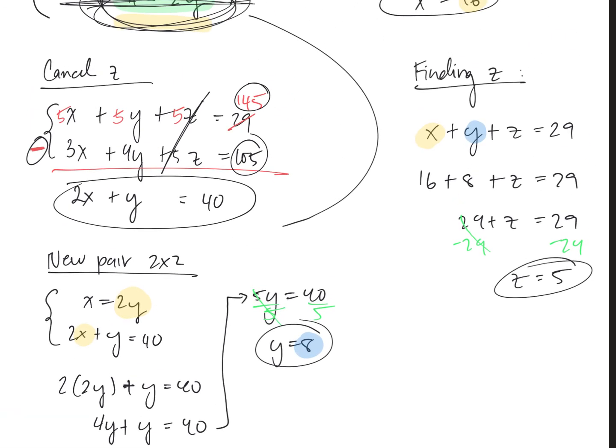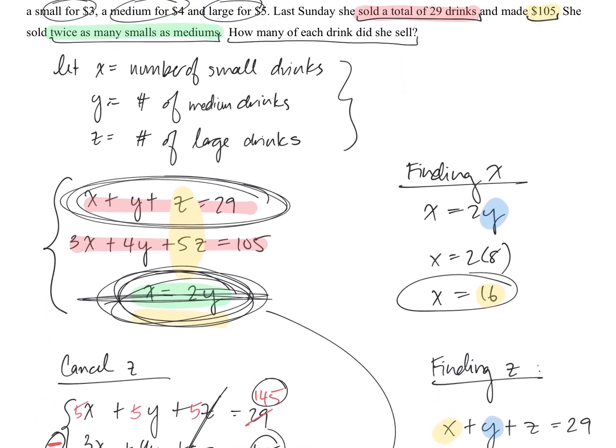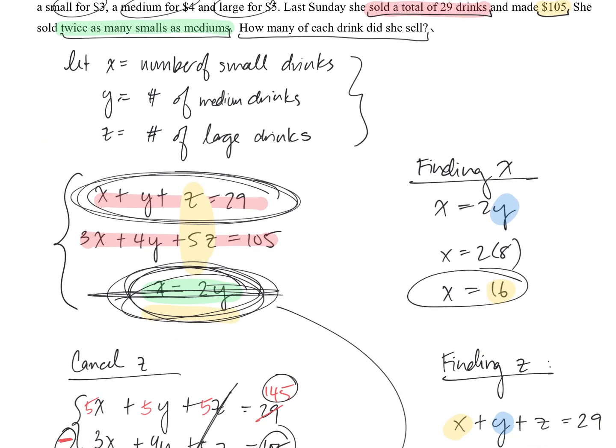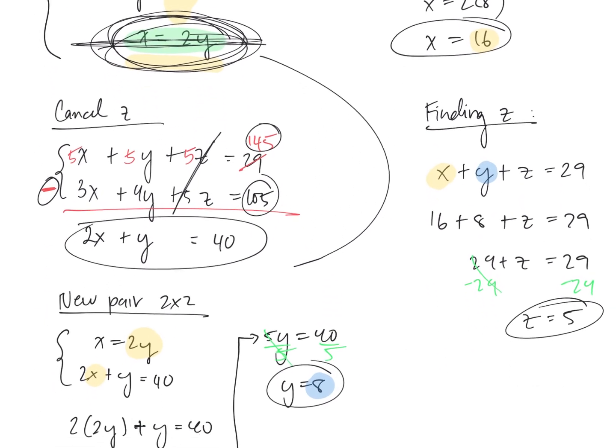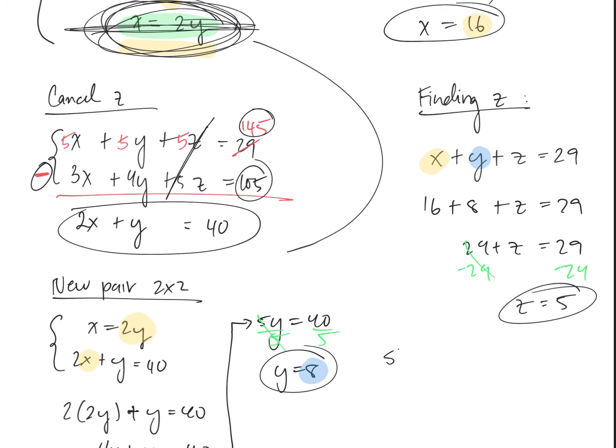All right, we're not done yet, though. How should we answer? Well, this is a word problem. They're wondering how many of each drink she sold. So my answer is going to be, she sold, let's see, we had x was the smalls, 16 smalls, 8 mediums, and 5 larges. Period.